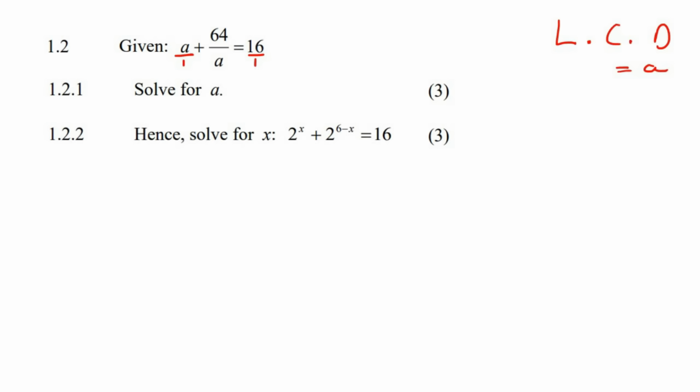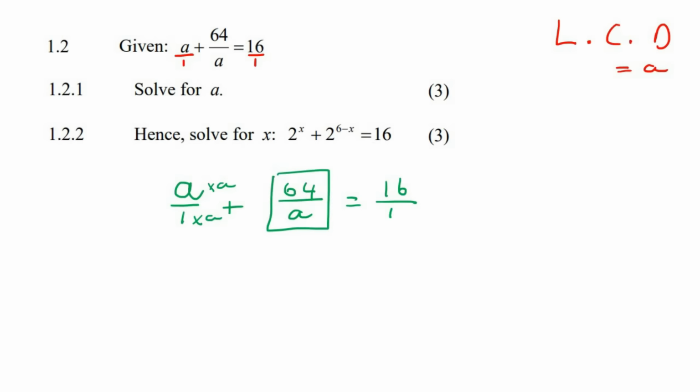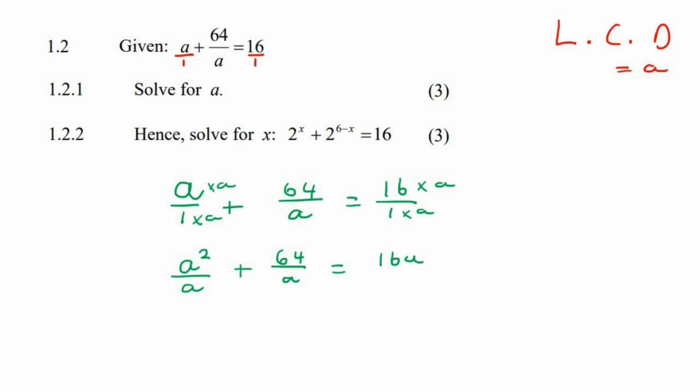So what that means is, if I write this out a little bit bigger, I need to turn all of these denominators into a. So I can multiply this by a, but what you do to the bottom, you do to the top. This one I don't need to do anything because it already has an a at the bottom. This one I'm going to multiply by a, and what you do to the bottom, you do to the top. If we then rewrite it, we're going to end up with a squared over a plus 64 over a equals 16a over a.